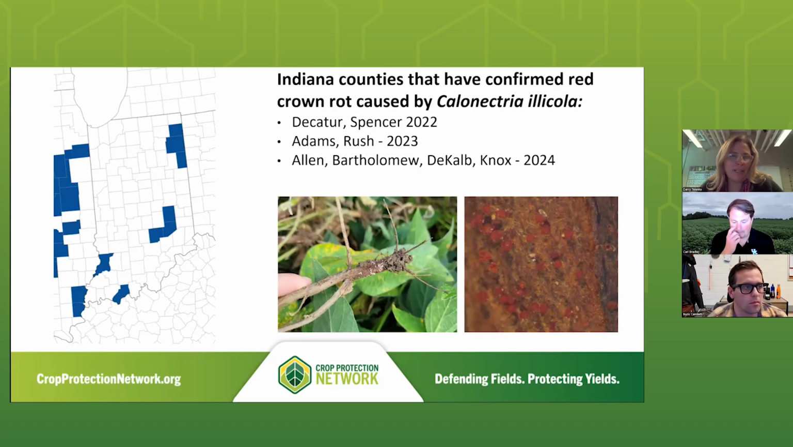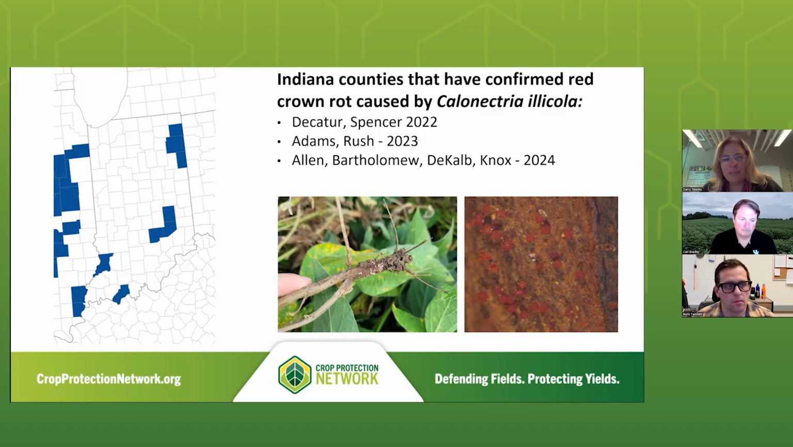And for Indiana, our first reports came in 2022, where we had samples sent in from Decatur and Spencer. So that was the western part of the state, generally in the southern area of the state. After that, we've continued to get new counties, and you can see that it's distributed across the state in different areas. That being said, in some of the counties, Rush, Adams, and Allen, we continue to have new reports of new fields. Back in 2022, there were first reports in some of those fields, and then in 2023, in the same counties, we found new fields. So again, this disease is moving across some of the farms, depending on their rotation and when we're finding it.